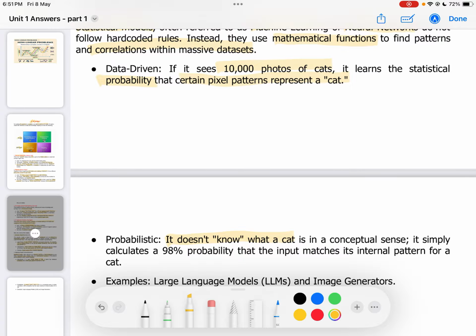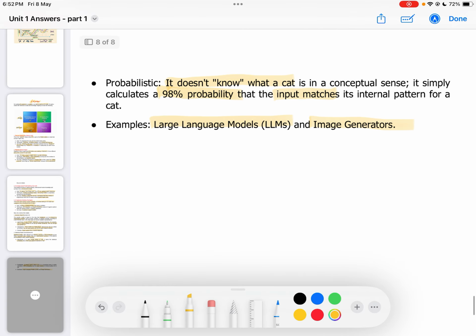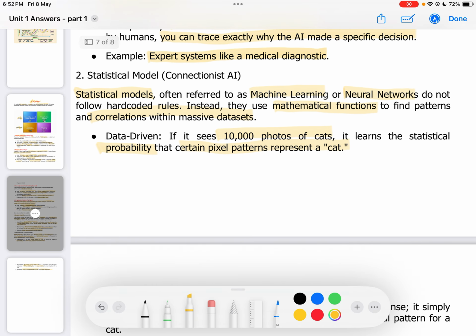It calculates, say, a 98% probability that the input we are asking for is a cat. Examples are LLMs, large language models, or image generators. If we ask for a cat, it will generate one based on the photos it has of cats.